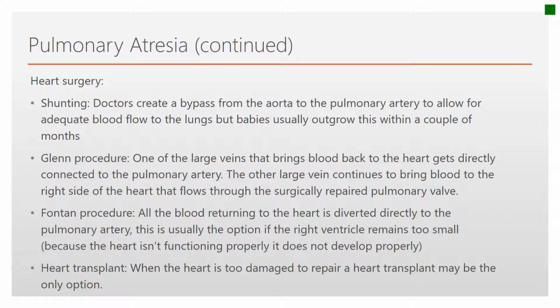And then the Fontan procedure is when all the blood that returns to the heart would be diverted directly to the pulmonary artery. This is usually the option if the right ventricle remains too small. So that could be because of other defects that are present with the pulmonary atresia, or just because the heart isn't functioning properly, it doesn't develop properly. And then the last option would be when the heart is too damaged to repair, a heart transplant would be the last solution.